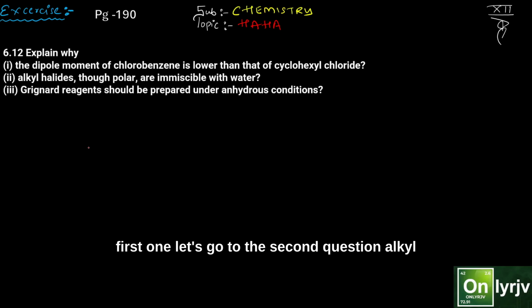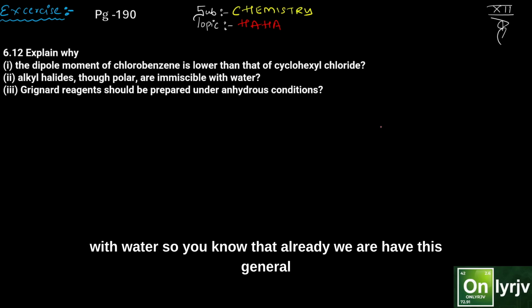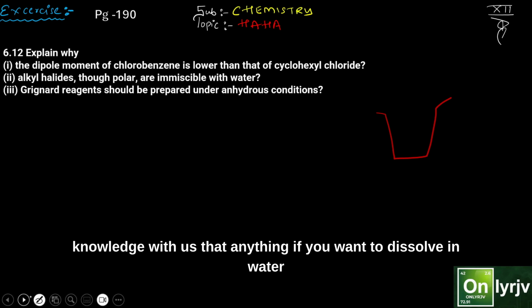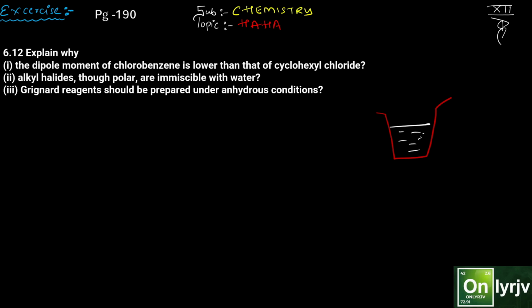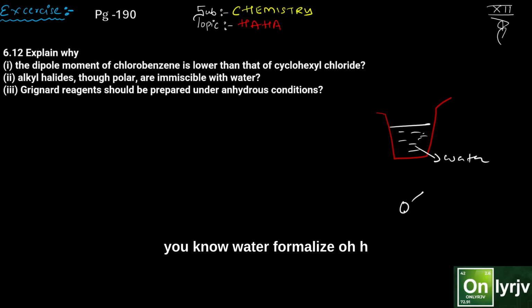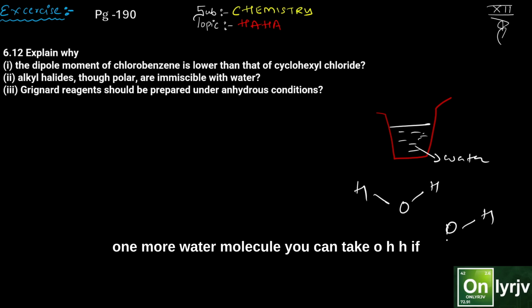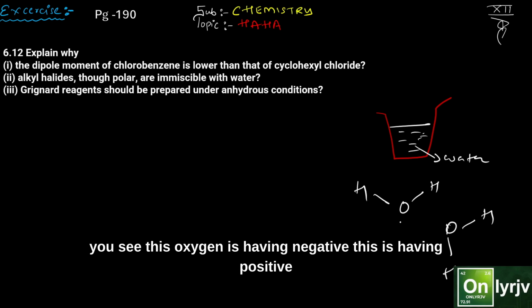Let's go to the second question: alkyl halides, though polar, are immiscible with water. We already have this general knowledge that if you want to dissolve anything in water, you know the water formula is O, H, H, like this. One more water molecule can take O, H, H. If you see, this oxygen has a negative charge, and these hydrogens are positive.